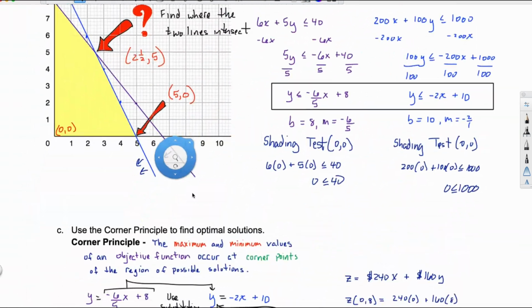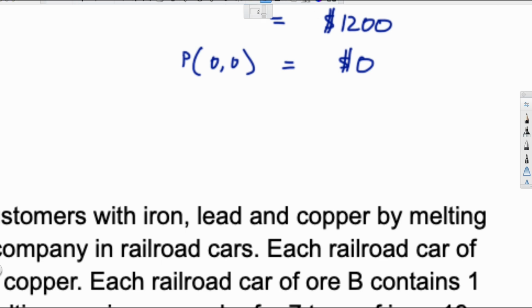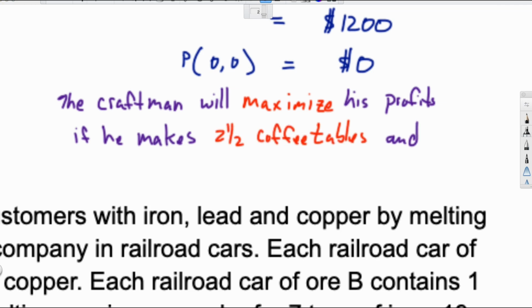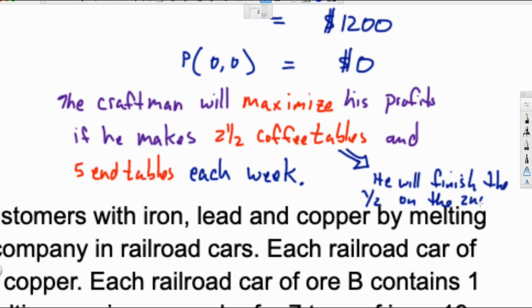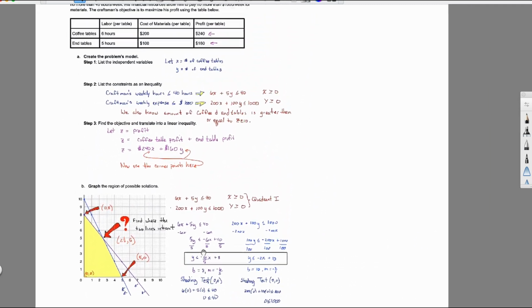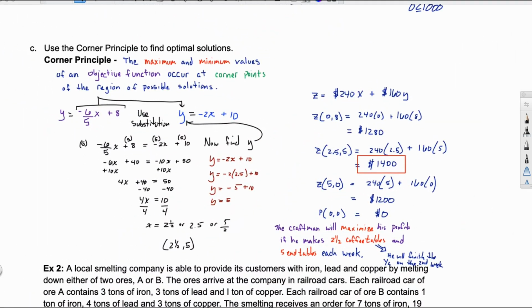So we want, let's see, where am I going to write this? We want the craftsman to make 2.5 coffee tables and 5 end tables to maximize his profits. And we're okay with this half coffee table. It's not like he's only producing half one and that's it. He would just finish the other half on the second week. So that works for that solution. Okay, well there it is. That's the full example.